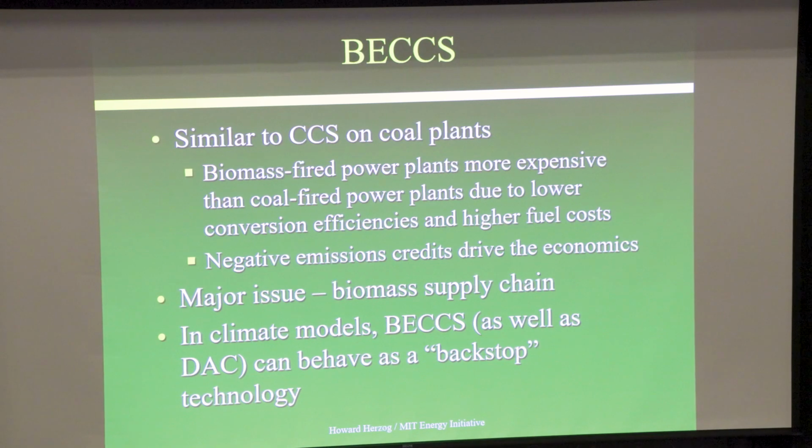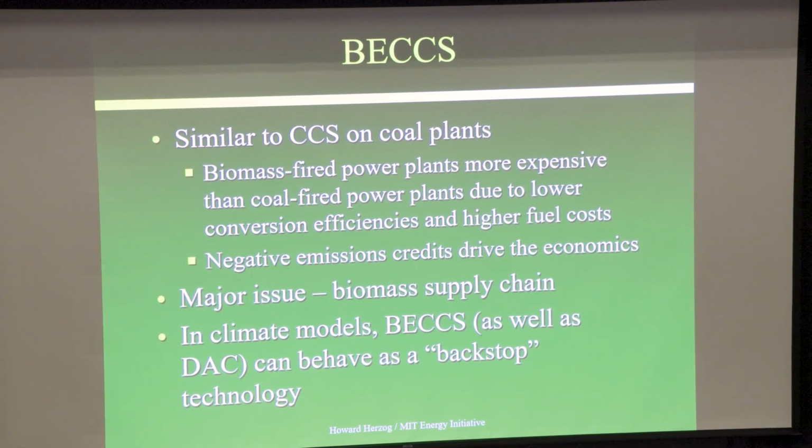So that starts putting more pressure on things like BECCS or direct air capture. We can actually count the carbon you're putting into the ground. There are still other issues, like looking at the life cycle, but that's why I think there's more and more interest in this. So let's take a look at BECCS.